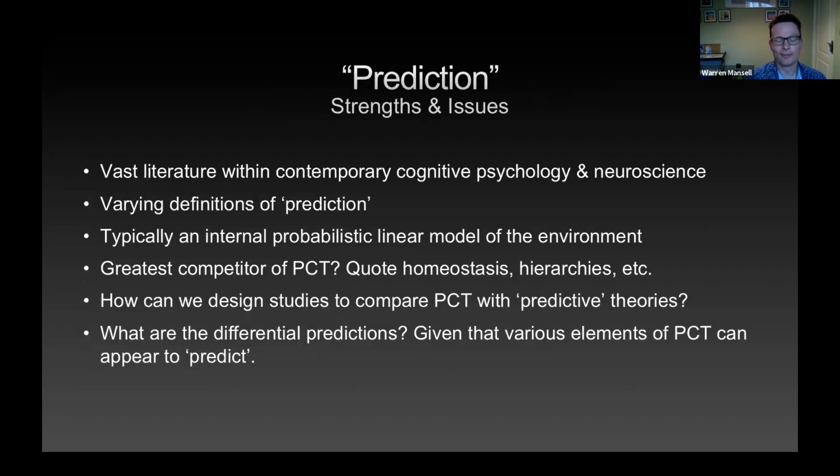Okay, the other area that I've been involved with is this vast literature on the idea that the brain is a predictive machine, and it's a minefield of terminology, philosophy, and kind of pedantry. We have to work out ways of defining prediction if we're going to work with this group of people. Typically, what they mean by prediction is an internal, probabilistic, linear model of the environment. So that is at odds with a PCT understanding, but it's really thorny.